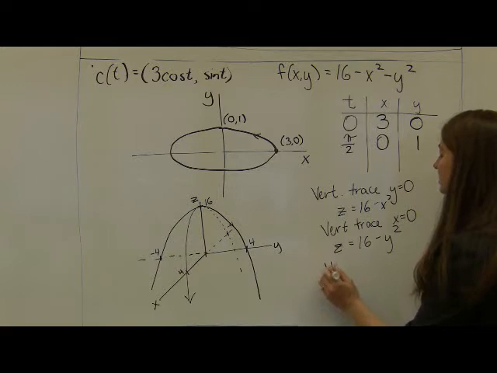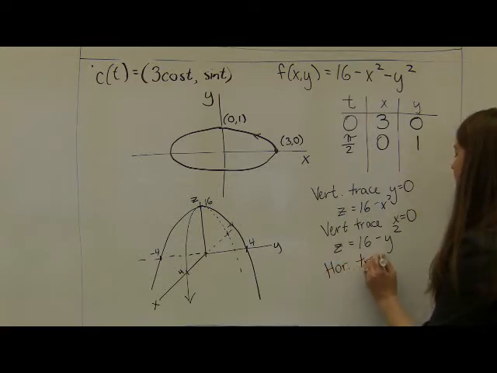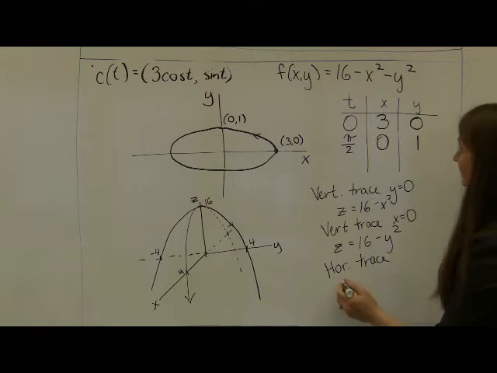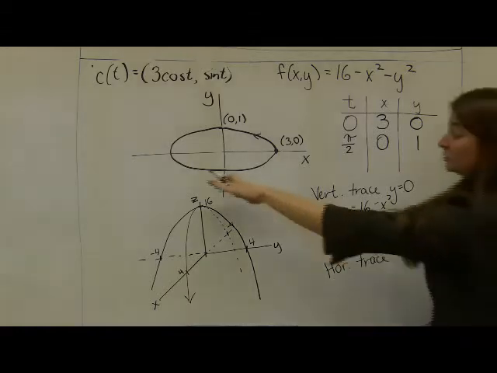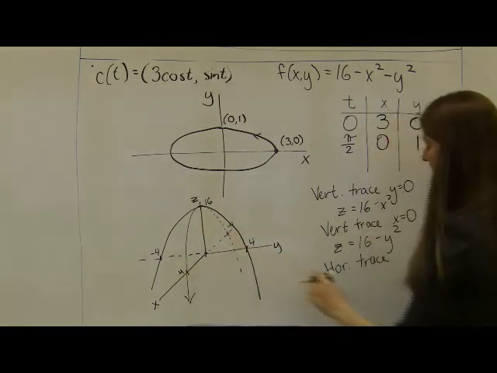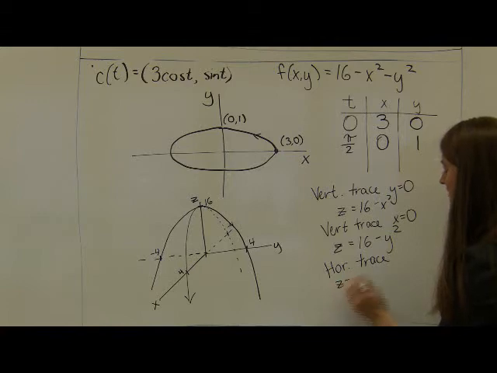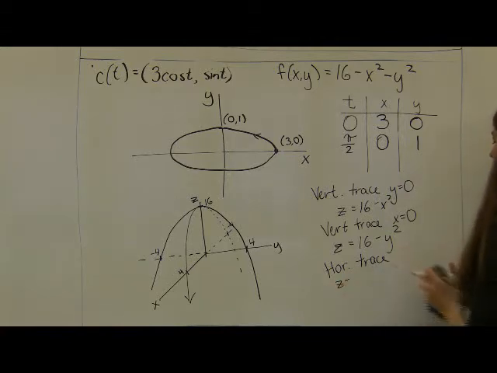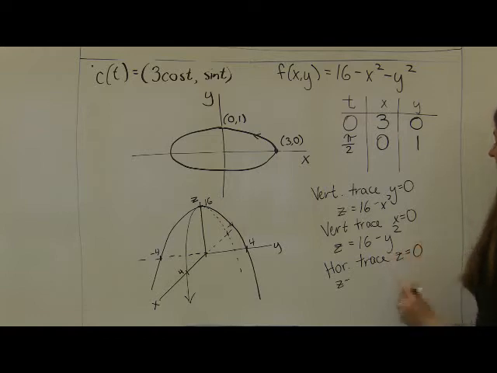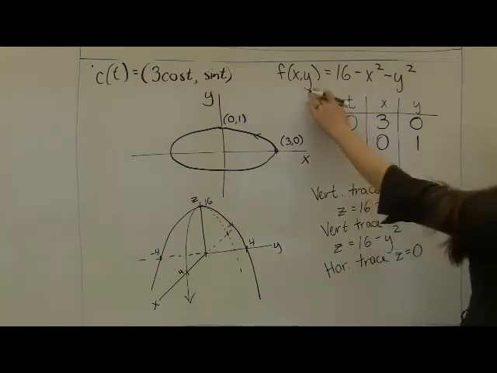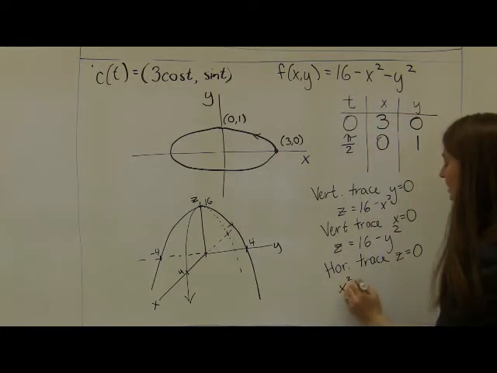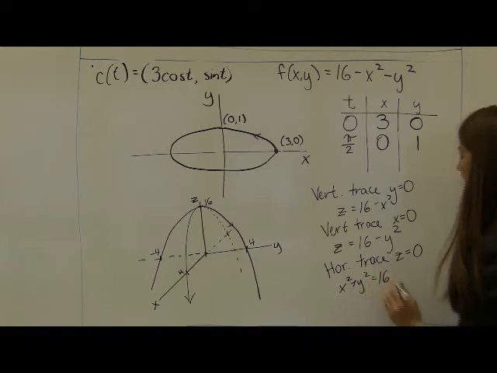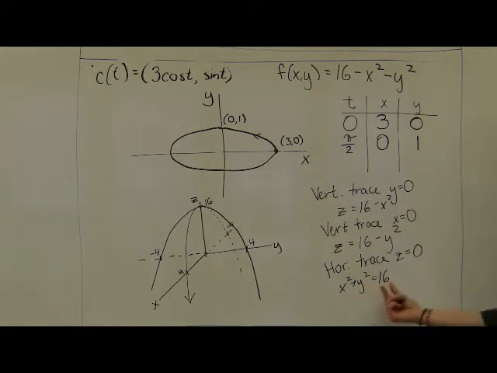Finally, when I look at my horizontal traces, let's set our z value equal to 0. So we're looking at what is our horizontal trace right in the xy plane. So if I set z equal to 0, I get 0 is equal to 16 minus x squared minus y squared. I can solve algebraically and see that that means that x squared plus y squared would have to be equal to 16. And we know what this is. This is a circle of radius square root 16, or a radius 4.